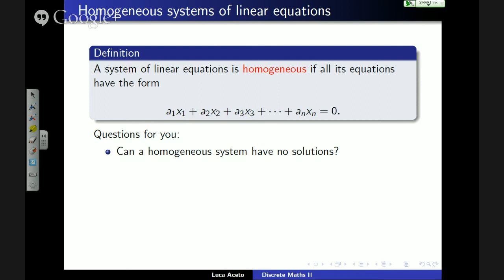Set everything to 0. If I say x1 is 0, x2 is 0, xn is 0, then surely everything is 0, isn't it? Because a1 times 0 gives me 0, a2 times 0 gives me 0. Everything gives me 0. If I sum 0 together many, many times, I get 0.